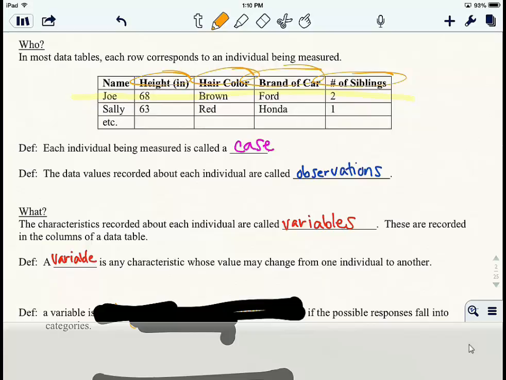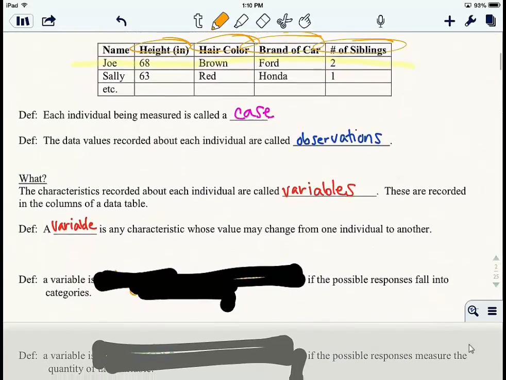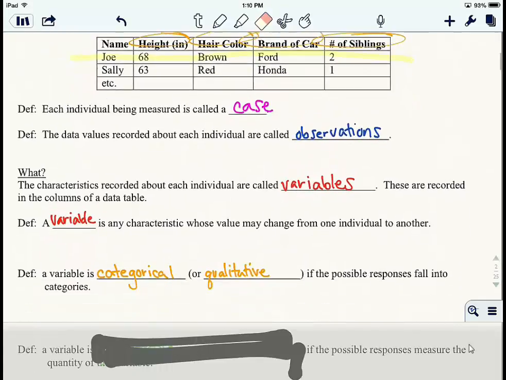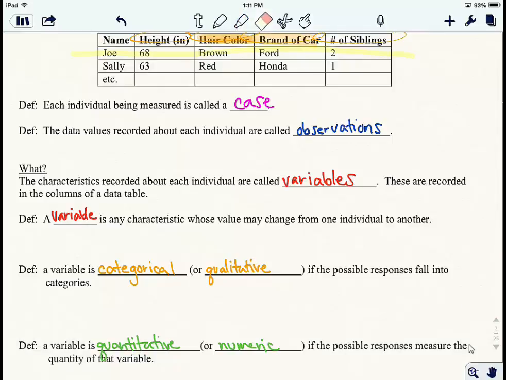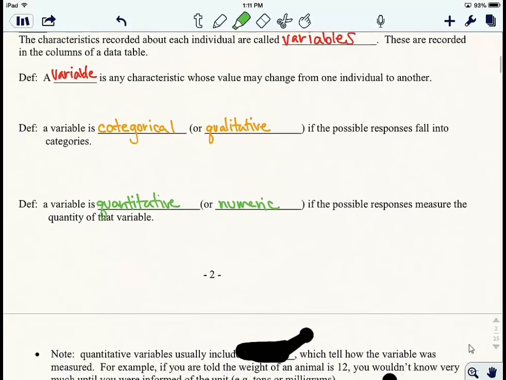Now we have two different types of variables. The first kind is categorical or qualitative, if the possible response of that variable falls into categories, such as hair color or brand of car. The second type of variable is quantitative or numeric, okay, and that is when we measure stuff. So, such as height or counting number of siblings, then that is quantitative data. So we're quantifying something or putting it in a category.